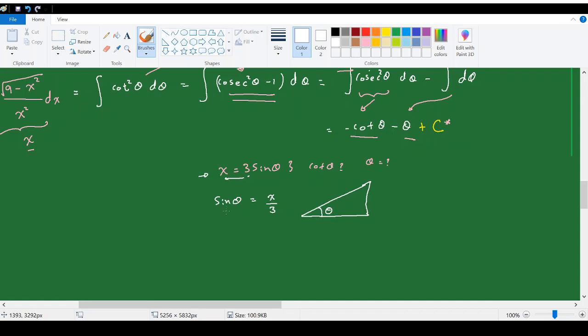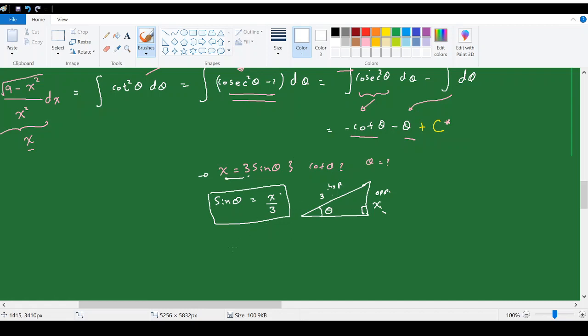Sine theta represents the relationship between the opposite side and the hypotenuse, okay? So sine theta is basically the opposite divided by the hypotenuse. So according to this relationship, the opposite side should be equal to x and the hypotenuse should be equal to 3. Then only you will get this relationship, okay? Right. So now we have a right angle triangle and we know two sides of it, right?